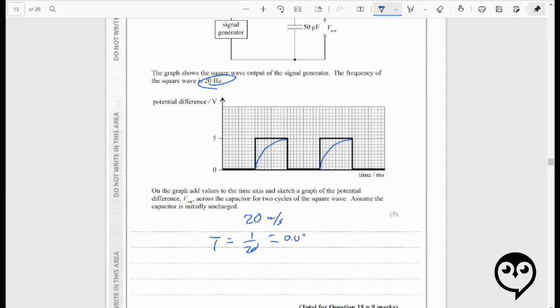So 1 period's 0.05. So I'd say right here 0.05. And this is milliseconds, so we're going to move the decimal over. So that's 50 milliseconds. So we'll say this is 50 and this is 100. So we've added the values of time. Okay, so is that everything? Yeah.